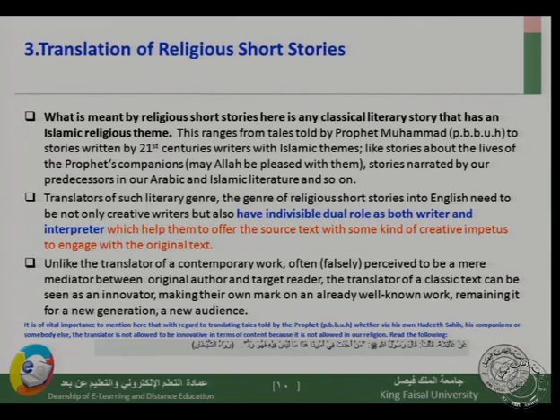Why? Because, listen, it is of vital importance to mention here that with regard to translating tales told by the Prophet Muhammad sallallahu alaihi wasallam, whether via his own hadith sahih, his companions, or somebody else, the translator is not allowed to be innovative in terms of content, because it is not allowed in our religion.